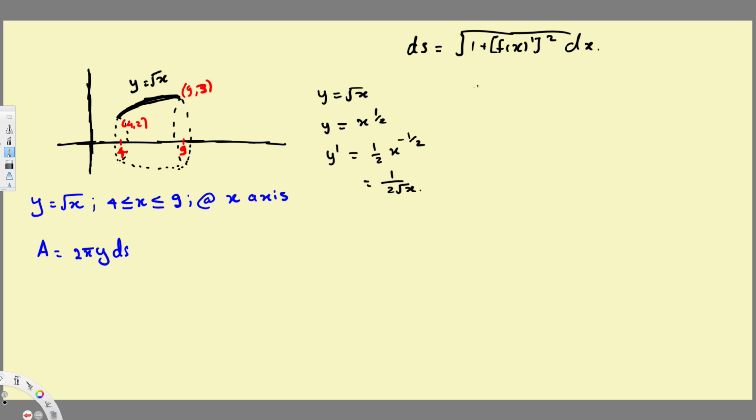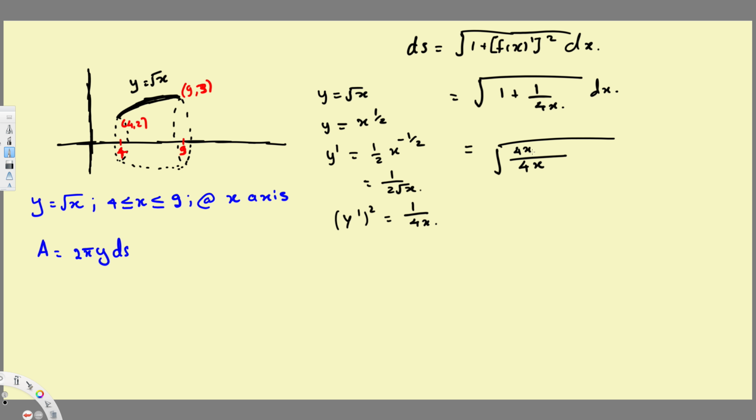Now we can go ahead and plug it right here, and we are going to square it. y prime squared is going to give us just 1 over 4x. This is what we get if we square. Let's plug it right here: the square root of 1 plus 1 over 4x, dx. If I take the common denominator, 4x is going to be my common denominator, and then we have 4x plus 1 over 4x. So this is what we have, with dx.